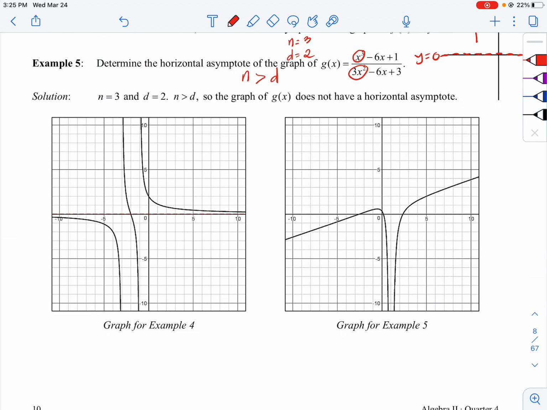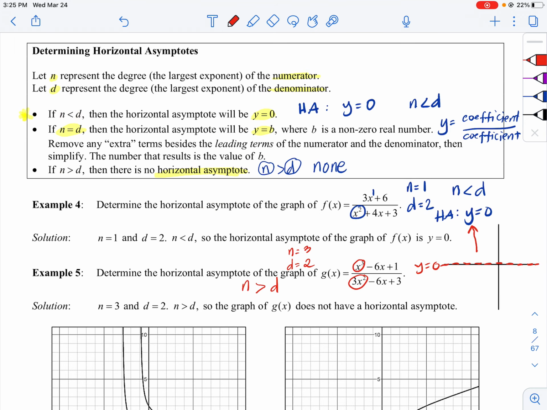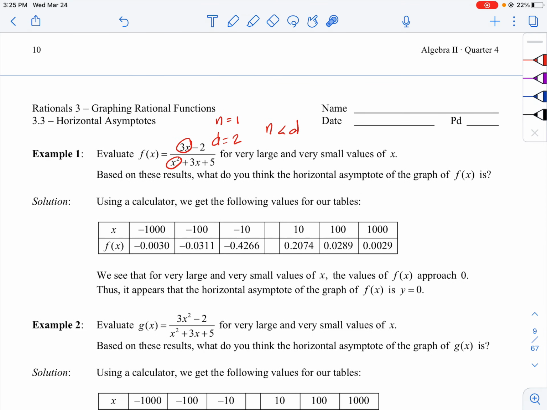Whenever that happens, let's go back. When n is less than d, our horizontal asymptote would be y is equal to 0. Okay, so we are going to do y equals 0 for our horizontal asymptote. And it's also here, y is equal to 0. Moving on, number 2.